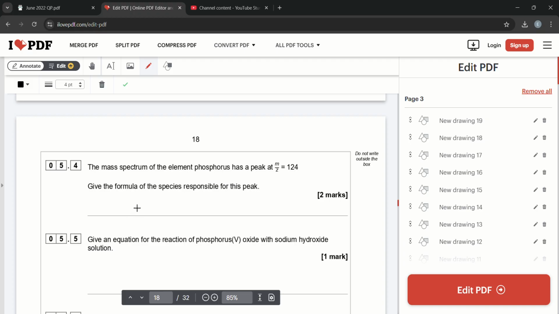A peak at m/z equals 124. So we know it's going to be phosphorus, so let's write P4, and it's going to be 31P4 with a plus charge. 31P4 plus.